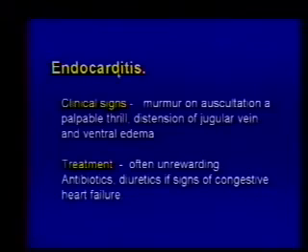Clinical signs: we may pick up a murmur on auscultation and a palpable thrill, distension of the jugular vein with ventral edema, right heart failure. So this jugular vein distension that I mentioned to you is important. When you see that in dairy cows, you need to be thinking of a hardware disease, or an endocarditis, or perhaps some protein losing enteropathy.